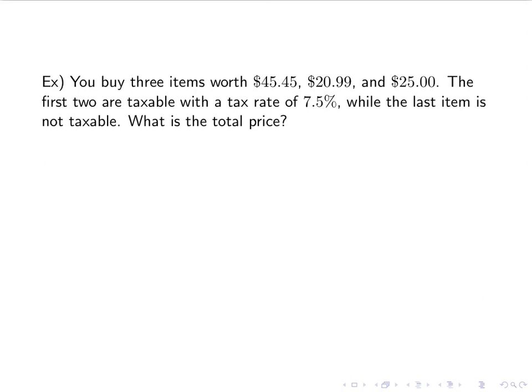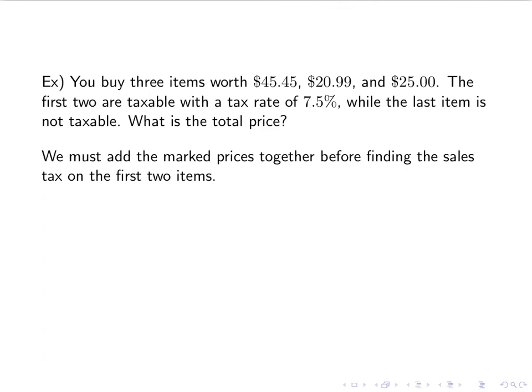All right, let's do one last problem. You buy 3 items worth $45.45, $20.99, and $25. The first 2 are taxable with a tax rate of 7.5%, while the last item is not taxable. It's probably either a food item or clothing. Those are 2 of the typical items that are not taxable. What is the total price?